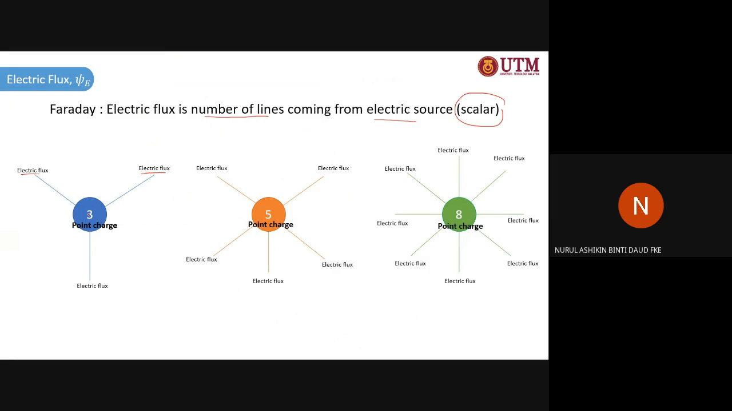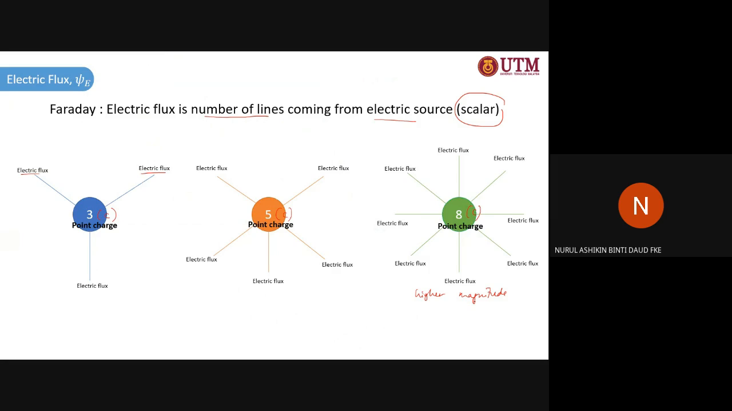If you want to compare each of these point charges, all of them should have the same unit, which is coulomb. Then only you can compare all these three point charges. If you look at the diagram here, what more can you see? You can say that the 8 coulomb point charge has a higher magnitude.